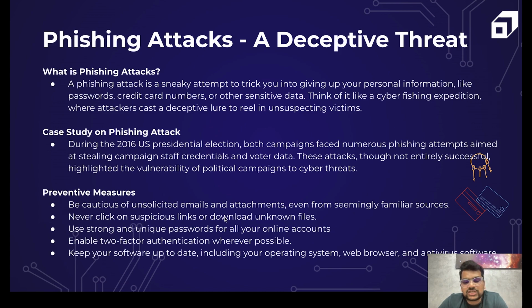Never click on suspicious links or download unknown files. Use strong and unique passwords for all your online accounts, guys. Strong and unique passwords are something which is common for every type of attack. From your side, you can only do this basic thing, that you have to use a strong and unique password.